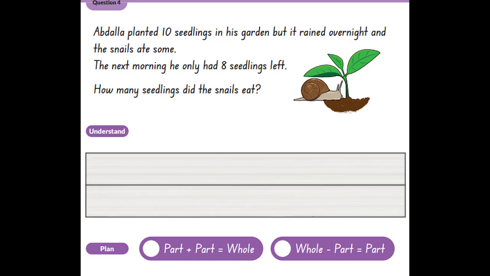Question 4. Abdallah planted 10 seedlings in his garden, but it rained overnight and the snails ate some. The next morning, he only had 8 seedlings left. How many seedlings did the snails eat?